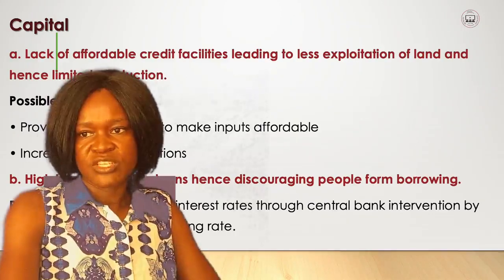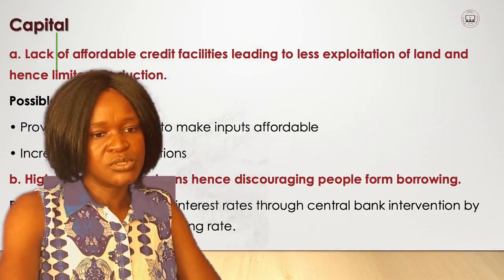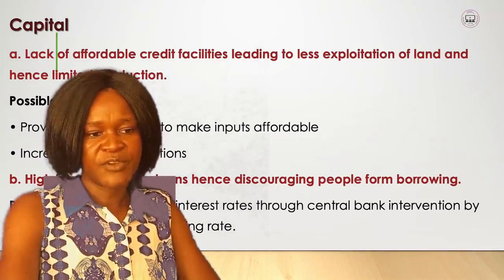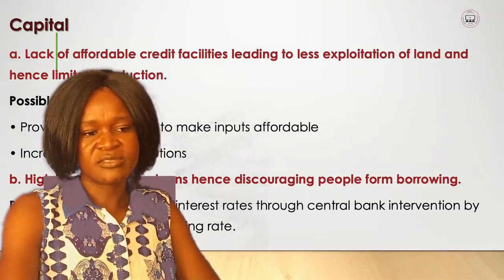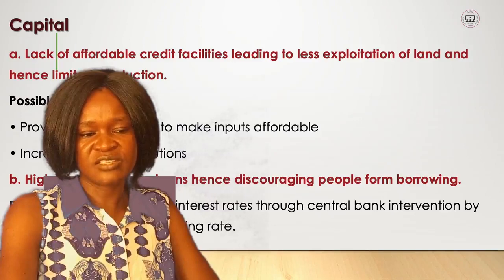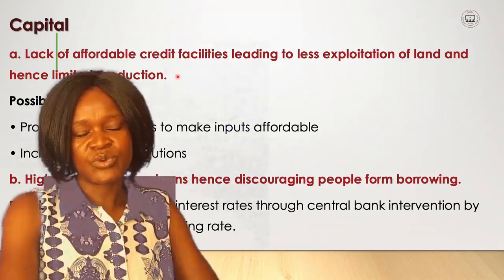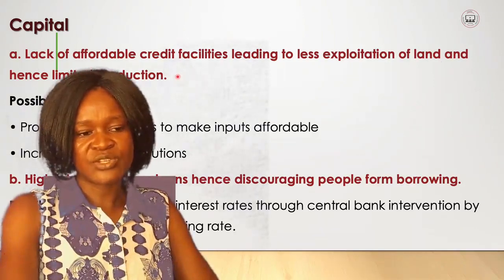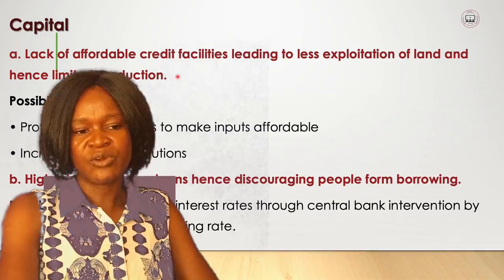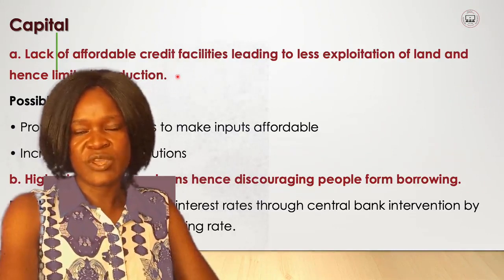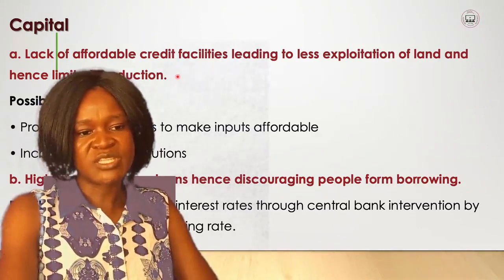Let us now look at the challenges associated with capital. Capital is another main factor of production, and though it contributes greatly to productivity, there are some challenges. One of the challenges is lack of affordable credit facilities, leading to less exploitation of land and hence limited production. As we all know, capital is very essential when it comes to production, but some people might not have enough capital to invest in farming as a business.